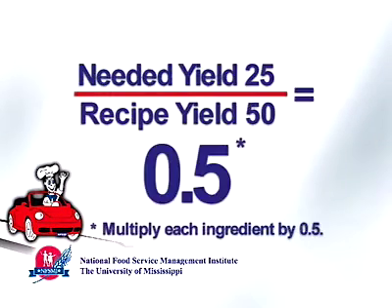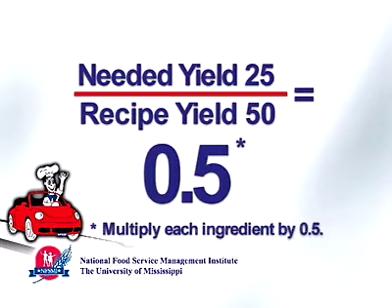Here's another example. If the recipe makes 50 servings but only 25 servings are needed, divide 25 by 50, which gives the factor of 0.5. Then multiply each ingredient by 0.5. This is an example of recipe adjustment to decrease servings using the factor method.